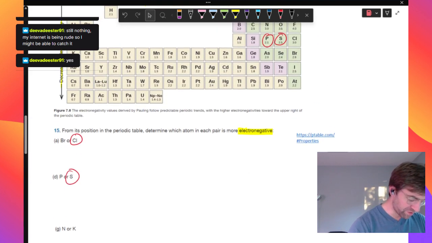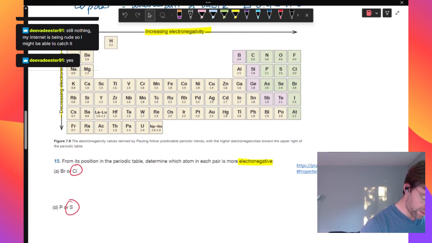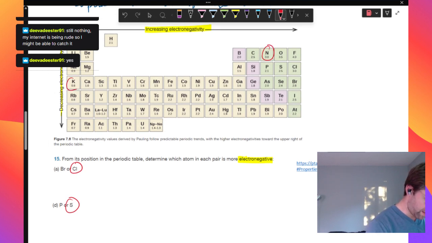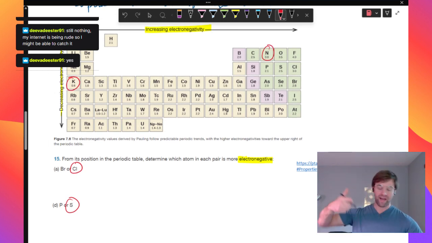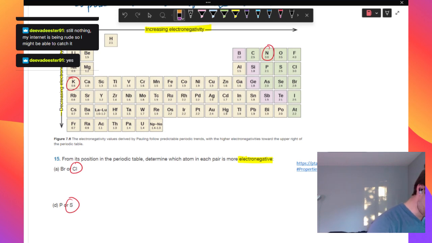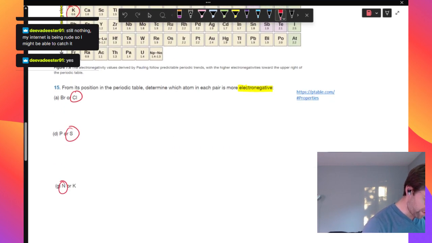And finally, nitrogen or potassium. So we have nitrogen and potassium. Nitrogen is both higher up and further to the right than potassium, so that is our more electronegative atom.